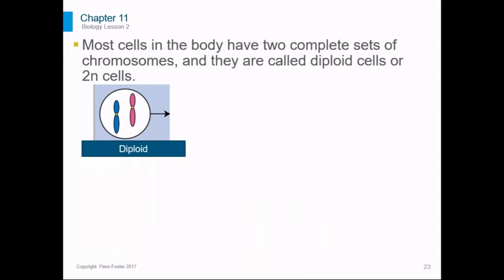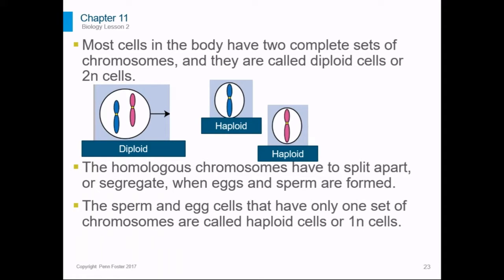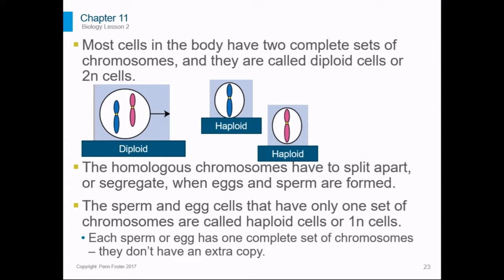However, in order to reproduce sexually and have the offspring have the right number of chromosomes, the homologous chromosomes have to split apart or segregate when the eggs and sperm are formed. The sperm and egg cells have only one set of chromosomes, and they're called haploid cells or 1N cells. Each sperm or egg gets one complete set of chromosomes. So they won't be missing any, but they also won't have an extra copy, just one complete set.